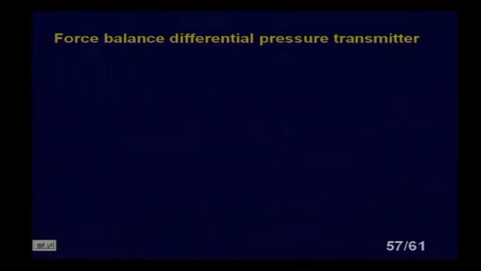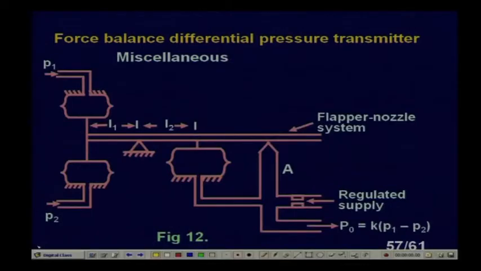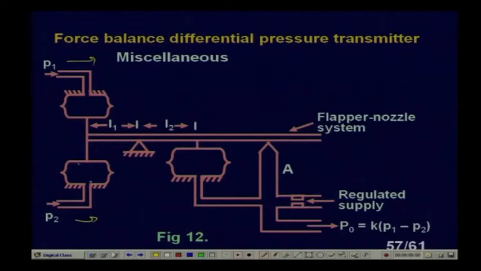Now the force balance differential pressure transmitter. You can see here that two pressures, P1 and P2, are coming from the process, from the flow. From these I get an output pressure P0, which is a function of P1 minus P2, because in flow measurements all flow meters are differential pressure based. This output pressure, P1 minus P2 or P0, will be calibrated in terms of flow, so we can use a totally pneumatic system.